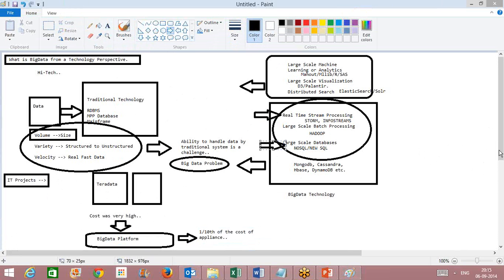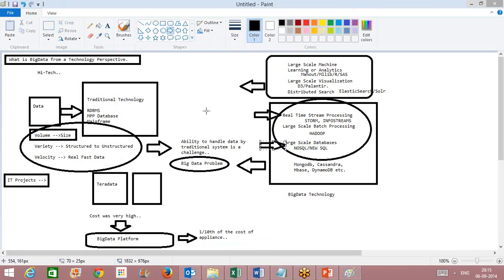Correct? Suresh, can you hear me? This is Vamsi. Yeah, I can hear you. Okay, so what I'm trying to get is, how do these technologies depend on each other? Does one help the other technologies, or are they totally independent of each other?